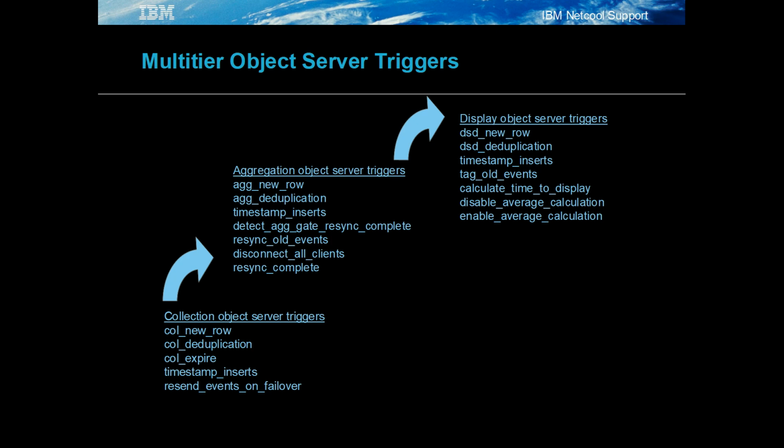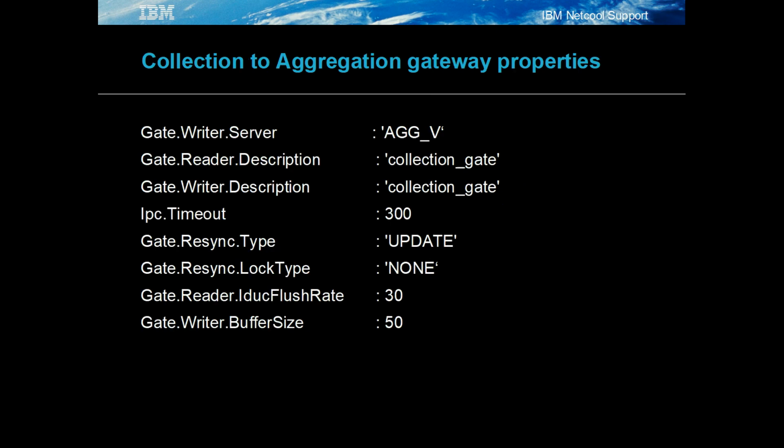The aggregation layer object servers are unique as they are joined by a bidirectional gateway, and with this, event synchronization and trigger management is required. Display layer object servers include a set of triggers to assist in monitoring event propagation. It is recommended that IPC.timeout is set to 300 or 600 seconds on all gateways in a multi-tier system. This allows time for all of the data to be synchronized between layers.